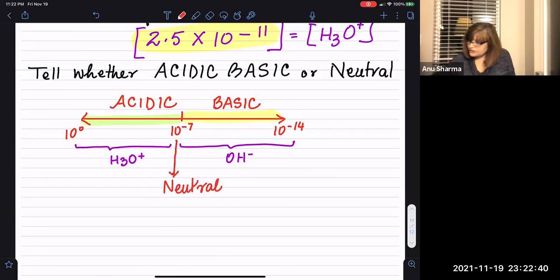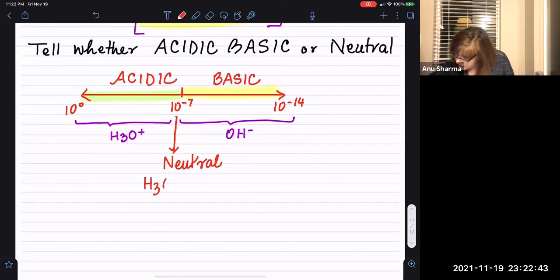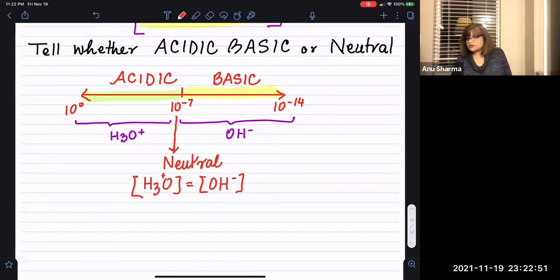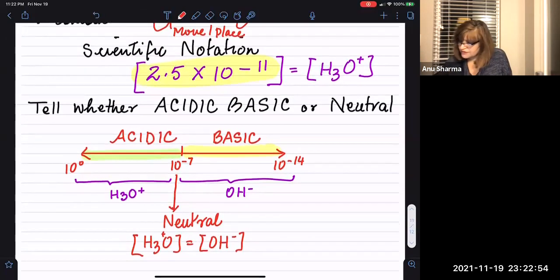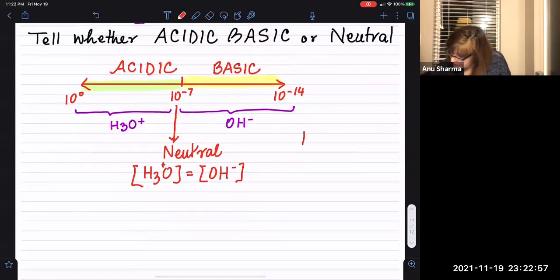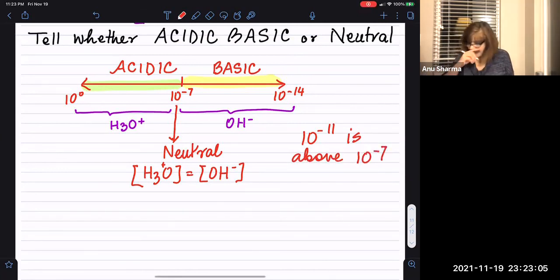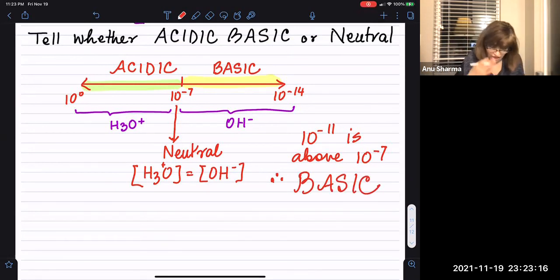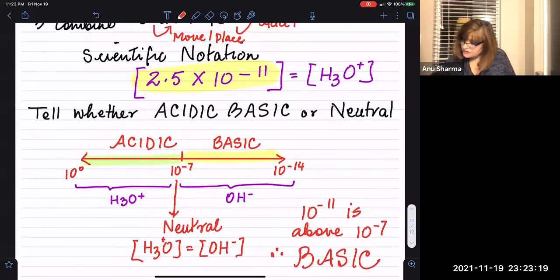Okay. So in other words, neutral would mean when the hydronium ion concentration and the OH ion concentration are equal, so they cancel each other out. But since here 10 to the power -11 is above 10 to the power -7, therefore, the solution is basic. Okay, so this type of question can be asked on the test: tell whether it's acidic, basic, or neutral.